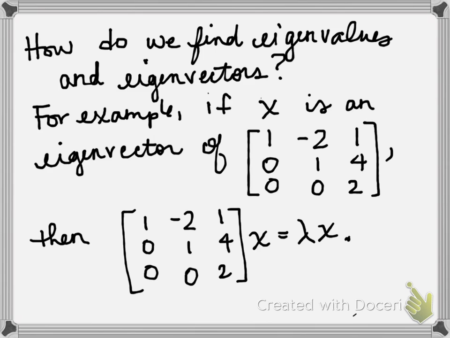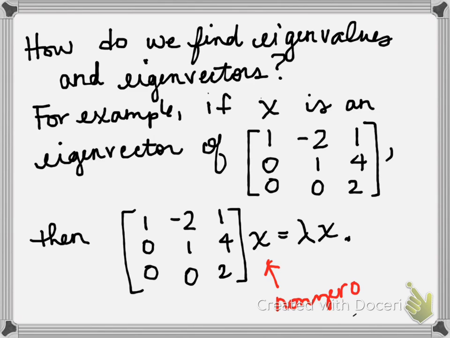Something we need to remember is that x is non-zero. If x is the all zeros vector, then of course this is true. It will always be true no matter what. So we don't want that kind of solution. We want a non-zero, interesting one that will be true. So we want to figure out how we can find those x matrices.